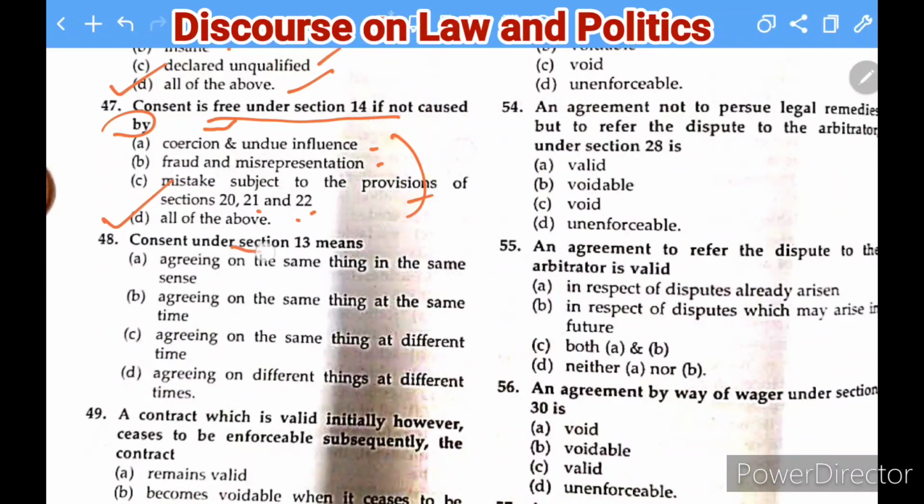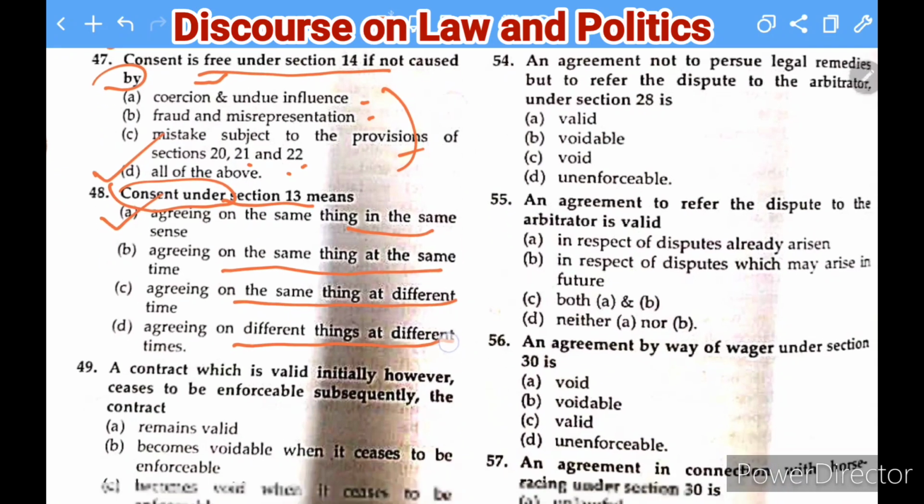As per section 13 of the Contract Act, what is the definition of consent? Consent under section 13 means agreeing on the same thing in the same sense, agreeing on the same thing at the same time, agreeing on the same thing at different times, agreeing on different things at different times. So what is the right answer? Give your answer. This question has already been asked in the UP PCSJ and also in some other states. Yes, it is the same thing in the same sense.